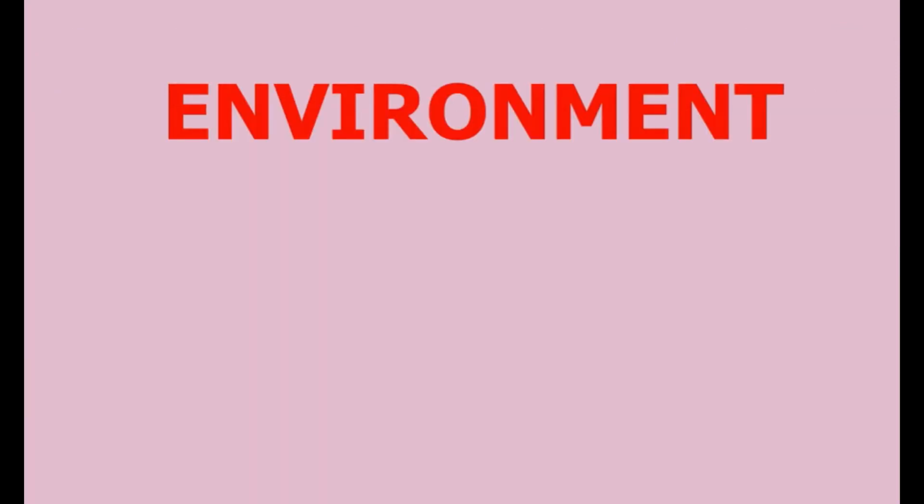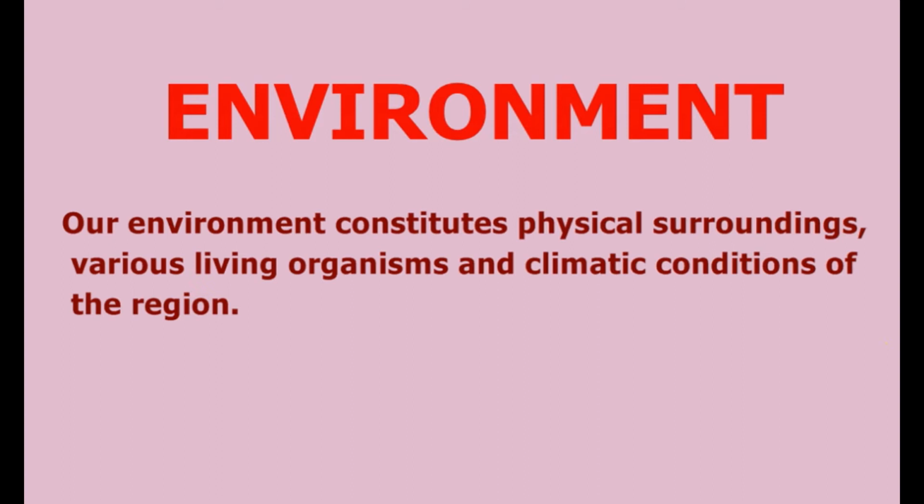So what is the meaning of the term environment? Environment is a combination of the physical surroundings of a particular region, the kind of living organisms living in that region, and the climatic conditions prevailing in a region. When all these things are put together, these constitute an environment.